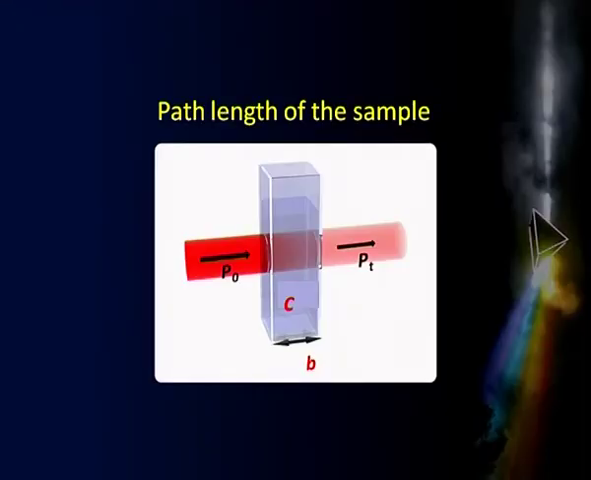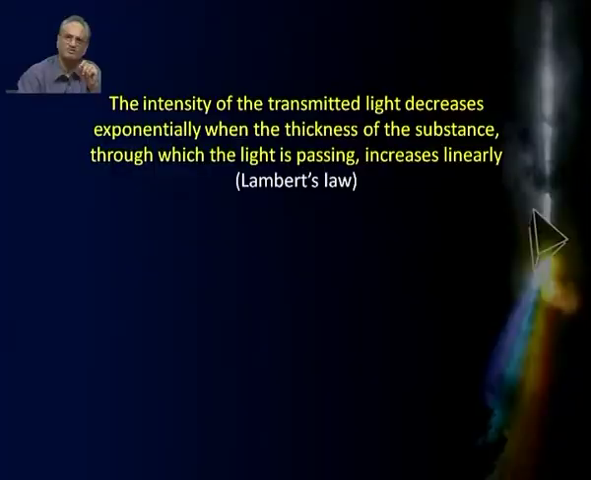So, absorption will depend on the path length of the sample. Everything else remains same, the path length of the sample also matters here. This effect of path length on the intensity of the spectrum can be described by a very important law called Lambert's law, which says that the intensity of transmitted light decreases exponentially when the thickness of the medium through which the light is passing increases linearly. We will talk about it when we talk about electronic spectroscopy, the applications of that.